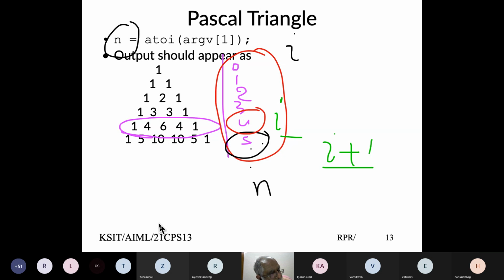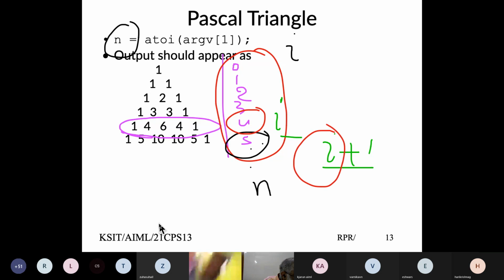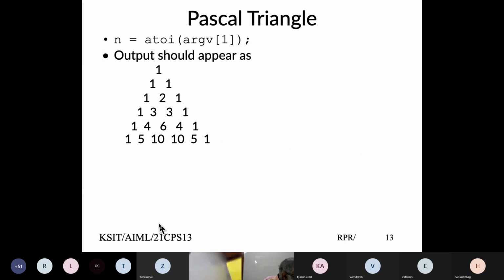Now if we look at it, the first value always happens to be 1. So I can just print 1 there, and then I can print only i values starting from the next onwards. And can you find what these values are? If you look at these values, what are these values?